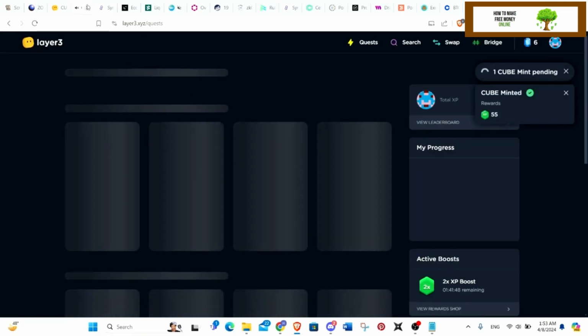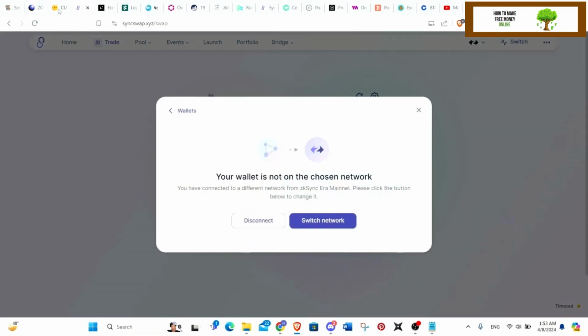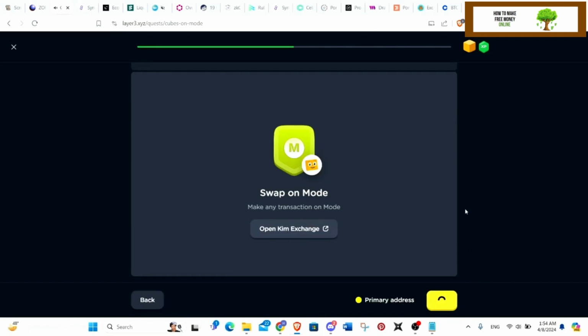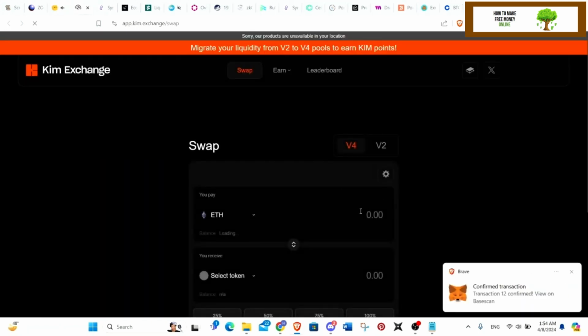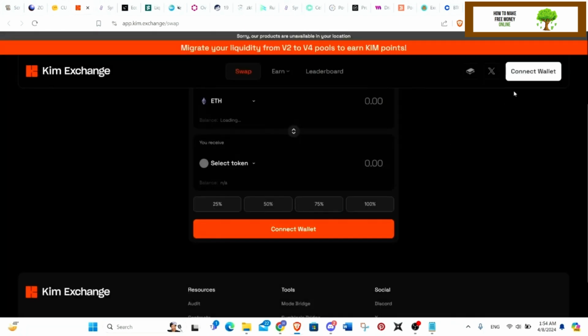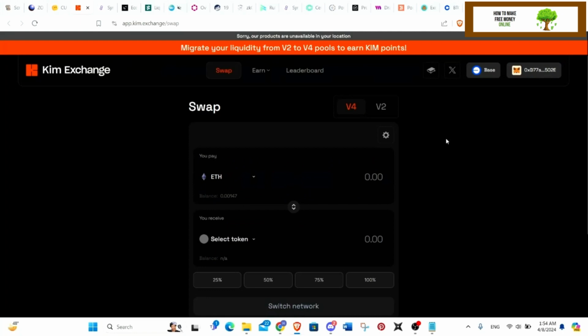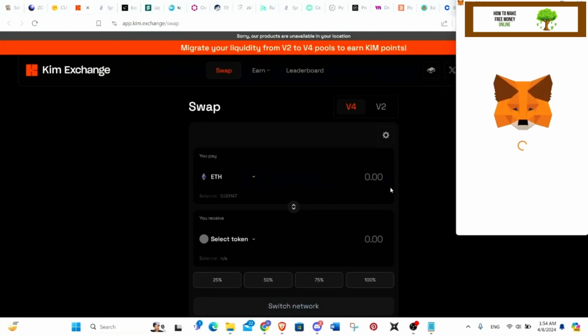For some reason. Okay, I did that. Then we go back here, we click on continue, verify. I didn't interact with Mode. V2, agree, connect, MetaMask. And then, what do I have in here actually? No, that's, I need Mode.